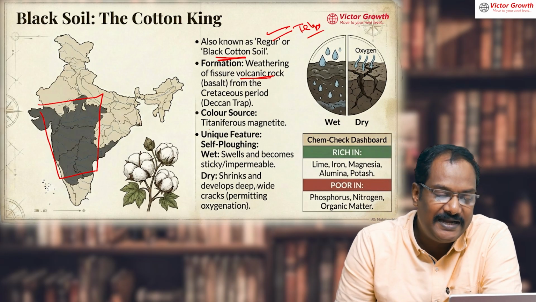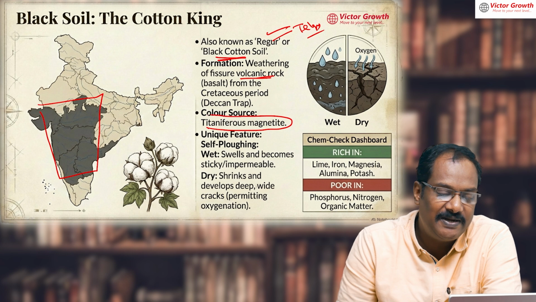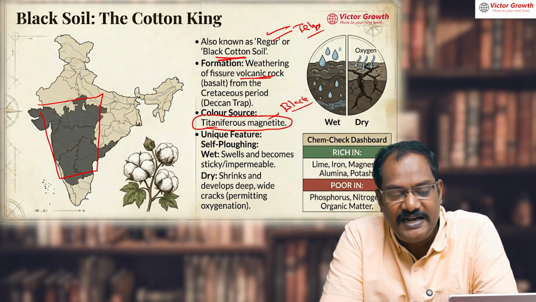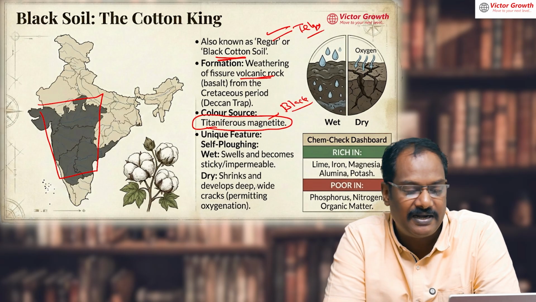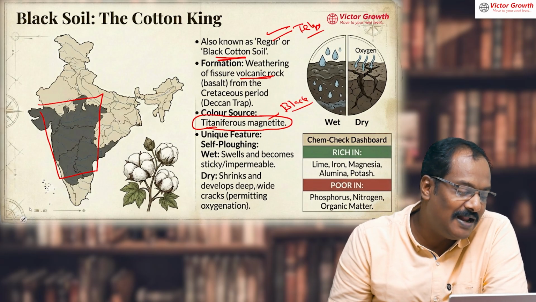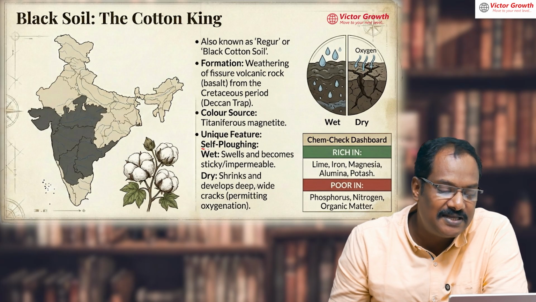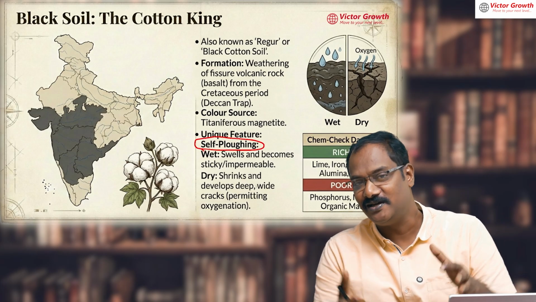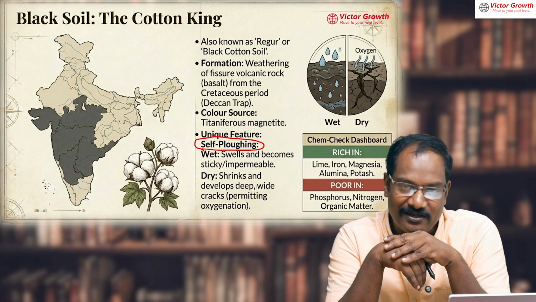Okay, it has got titaniferous magnetite. Please write down. That is why the black color is coming. The black color of soil is from titaniferous magnetite. Titaniferous magnetite provides the black color. A very unique property, no other soil will have this unique property. That is self-plowing. What is self-plowing? You need a tractor to plow the field, right? What is self-plowing?